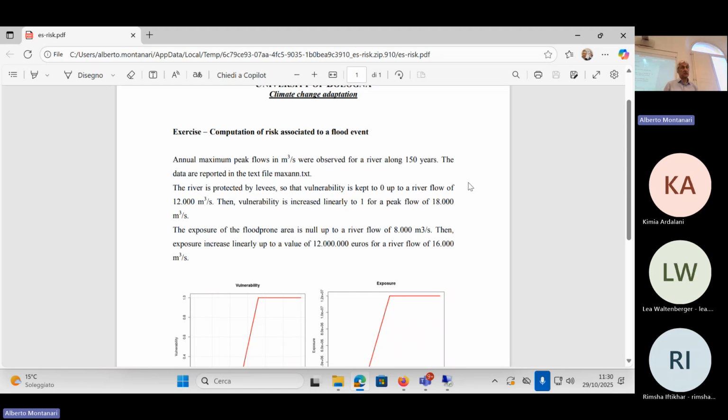It is common practice in flood estimation, flood probability estimation, to fit a probability distribution on the annual maxima. So we refer to data collected in the past. We pick up for each year the max river flow in that year, and then we collect a sample of annual maxima. And then we fit to it a probability distribution.